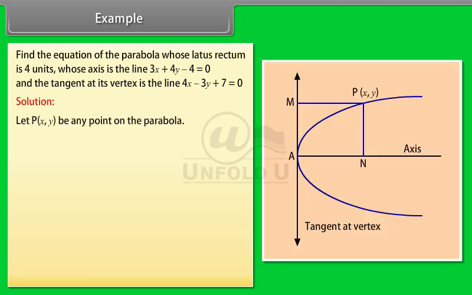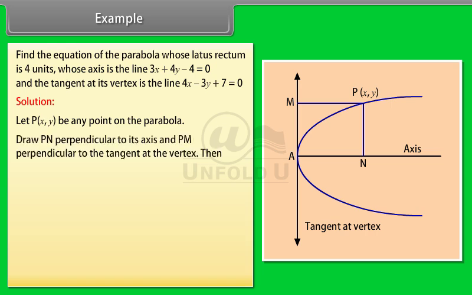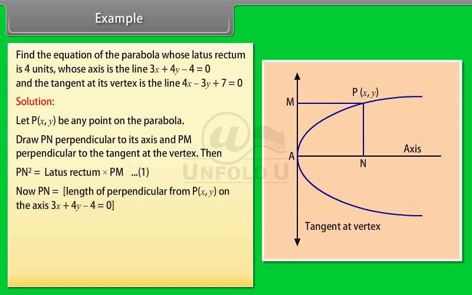Solution. Let P(x, y) be any point on the parabola. Draw PN perpendicular to its axis and PM perpendicular to the tangent at the vertex. Then PN square is equal to latus rectum into PM. That is equation 1. Now, PN is equal to the length of the perpendicular from P(x, y) on the axis 3x plus 4y minus 4 is equal to 0.